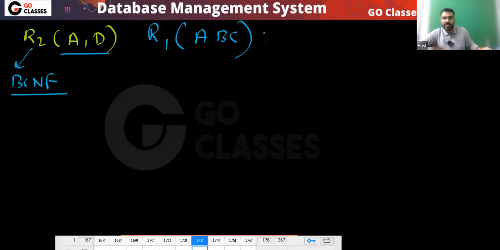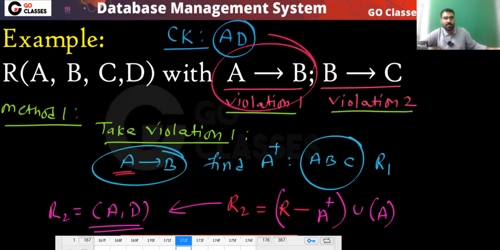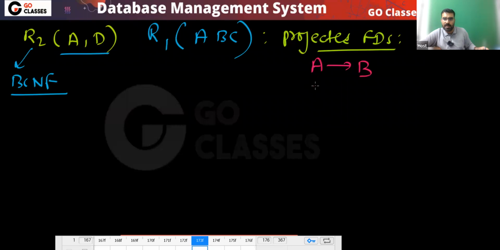What are the projected FDs? Can anyone tell me? The projected FDs. You can notice A can determine B, and B can determine C. These are the projected FDs. Correct? Yes or no? And of course, A can determine C also, but that is transitively given. So it will be A determining B, B determining C.